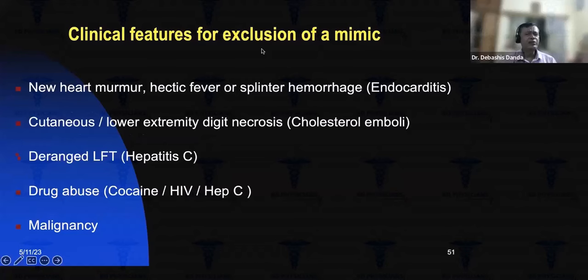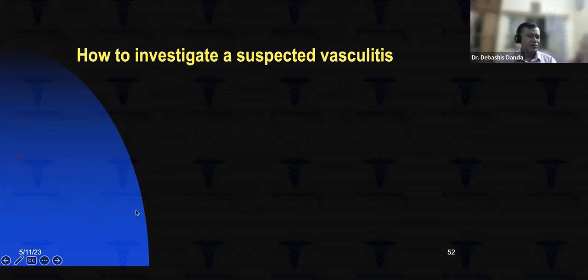Clinical features for exclusion of a mimic: whenever there is a new heart murmur, hectic fever, or splinter hemorrhages, suspect endocarditis. Cutaneous lower extremity digital necrosis, you should suspect cholesterol emboli. Deranged liver function test, suspect hepatitis C and B. And a drug abuse history, like cocaine or IV drug abuse, can mean HIV or hepatitis C, which should also be considered. And of course, malignancy whenever there are a lot of odd features.